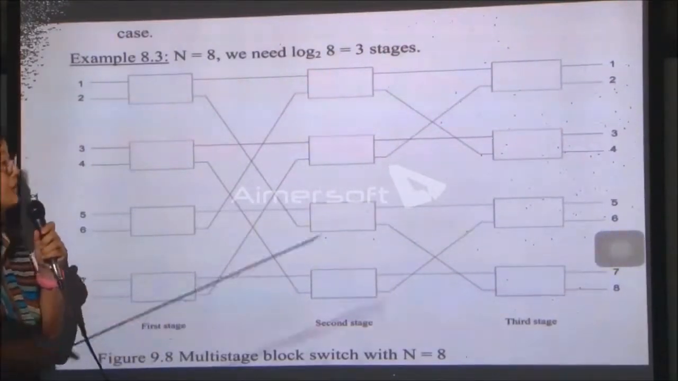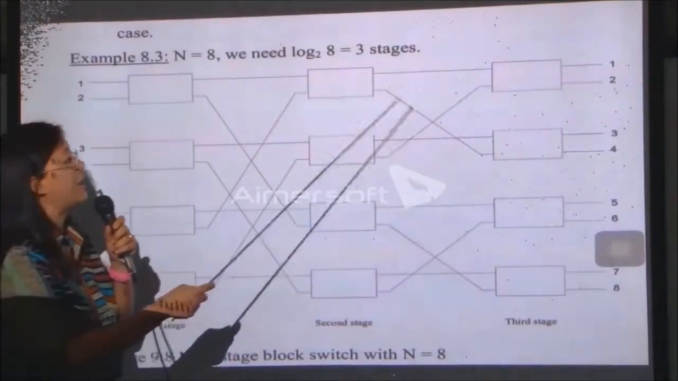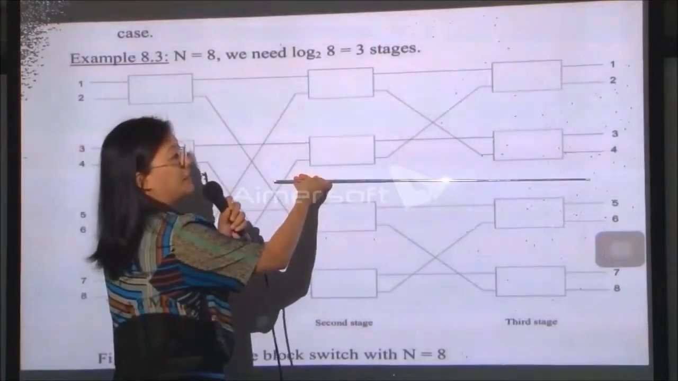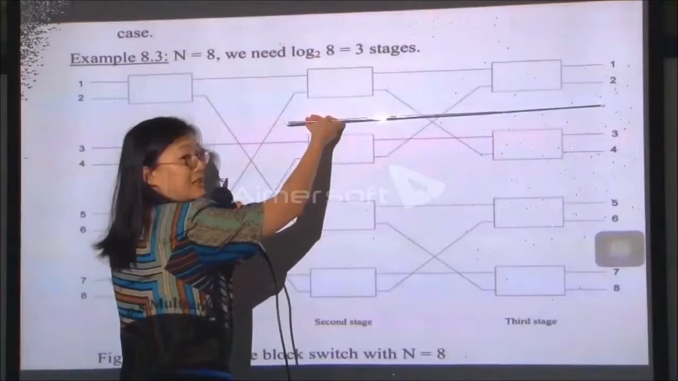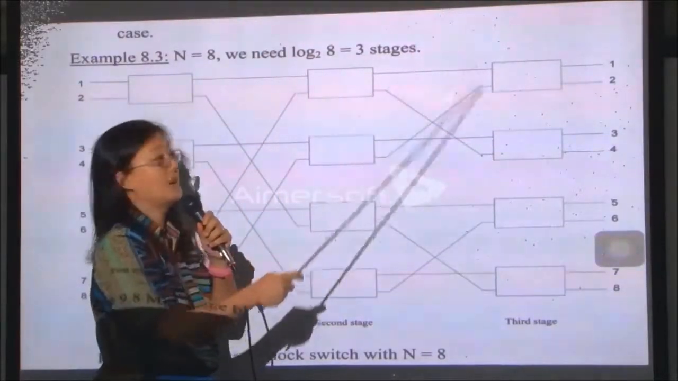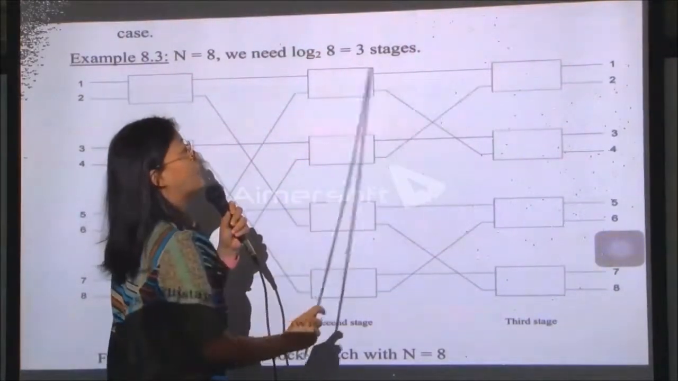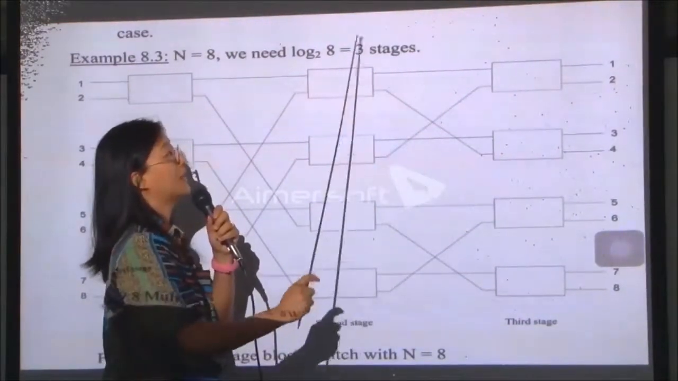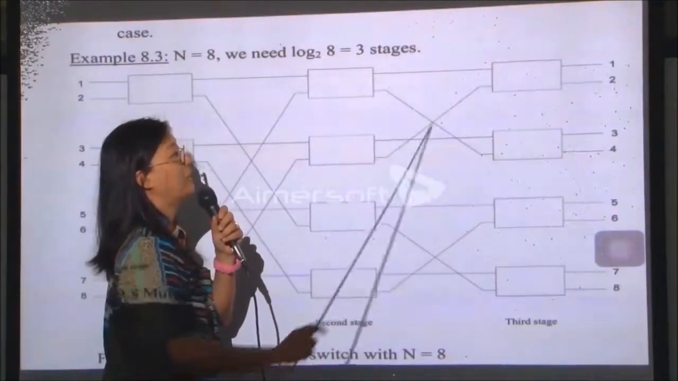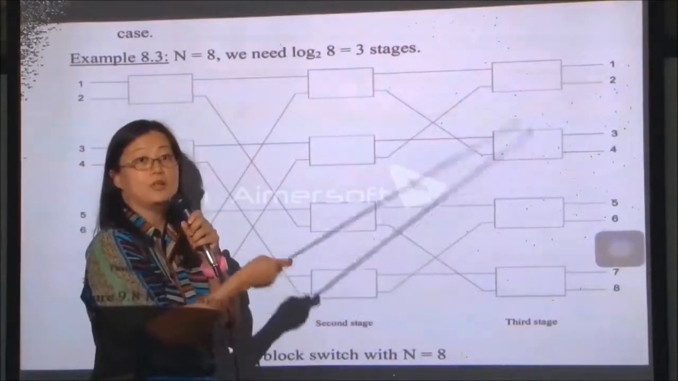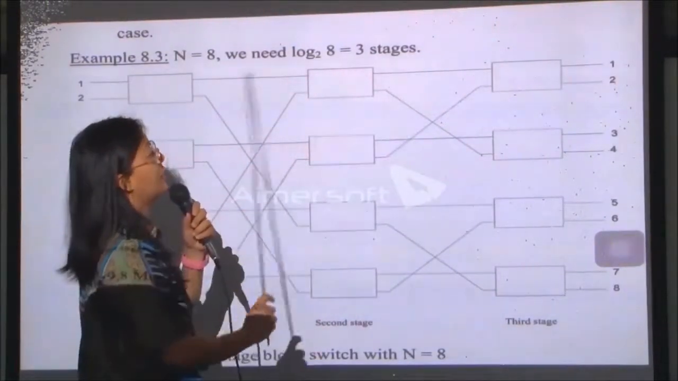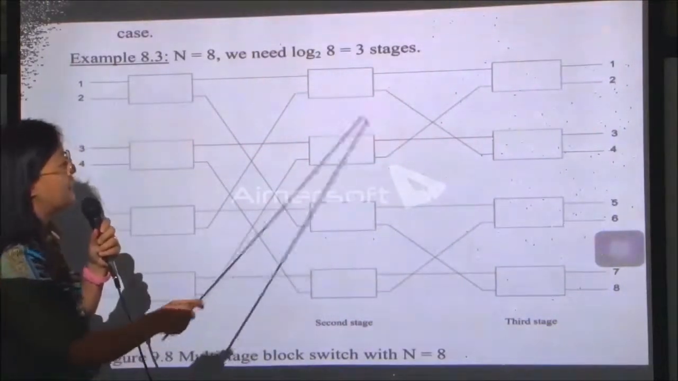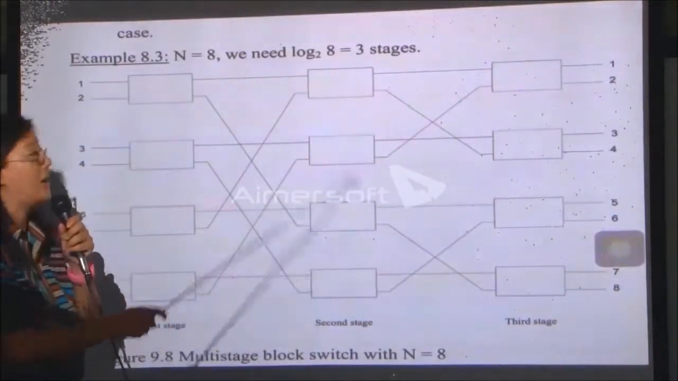And then for the next stage, when we look at this upper half, you divide it again into upper and lower. So you have one going straight, one going down, one going up, one going straight. So it's like upper half, lower half, upper half, lower half. If you do it like this, you can connect any input to any output. This is the same as above.